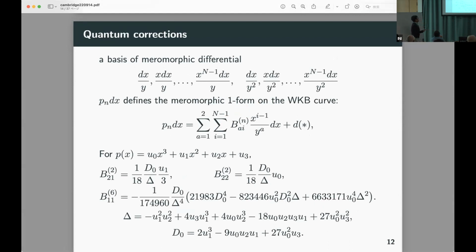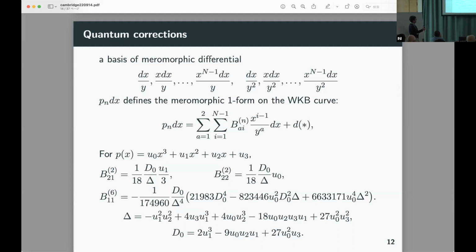So this is the basis of the meromorphic differentials on the WKB curve, and the higher order corrections P dx define a meromorphic one-form on the WKB curve, which can be expanded in terms of this basis up to total derivative. This total derivative doesn't affect the period integral, so we need to obtain these coefficients. For the cubic polynomial cases, this can be obtained like this, and it is characterized essentially by the prefactor.